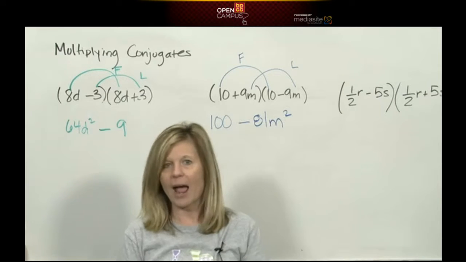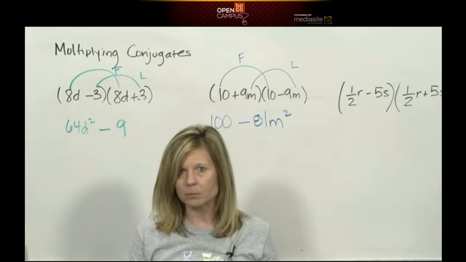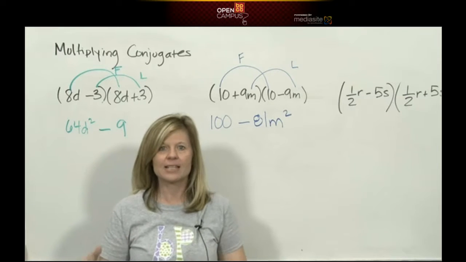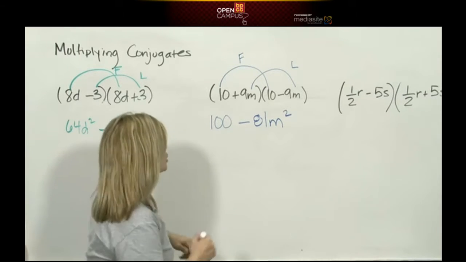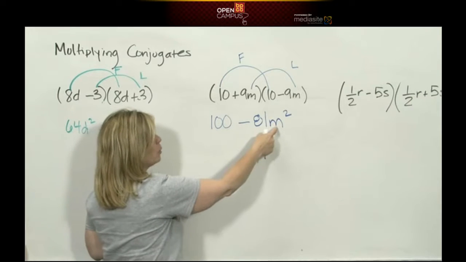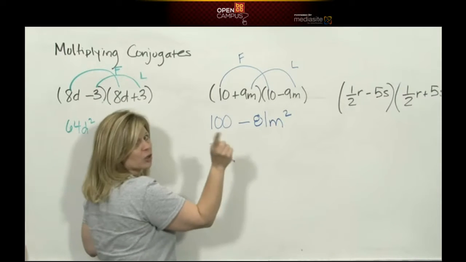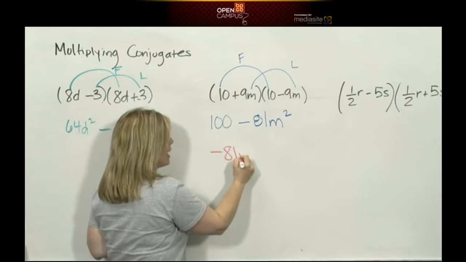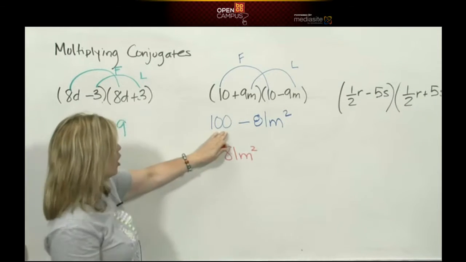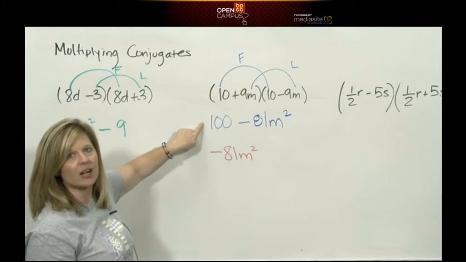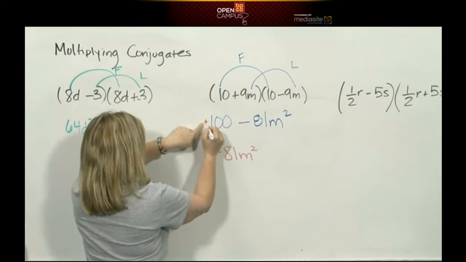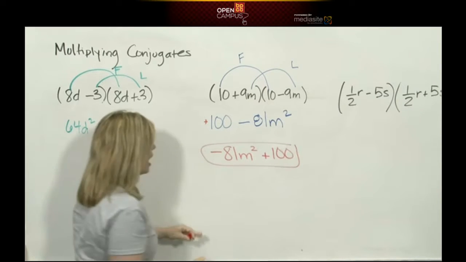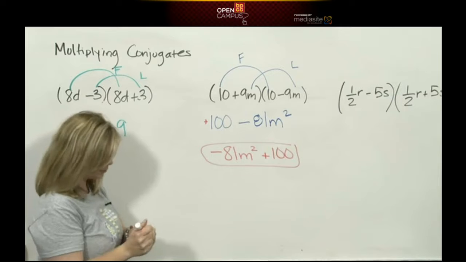When we're doing algebra, after we perform our operation, which we did our multiplying, make sure your answer is in correct descending order. So if we write this in the correct descending order, we'd want the variable first. Watch your signs. That's a negative 81m squared. We write that first. The 100, what sign is in front here, guys? That's right, it's understood to be a positive. That's plus 100. So that would be the product written correctly.